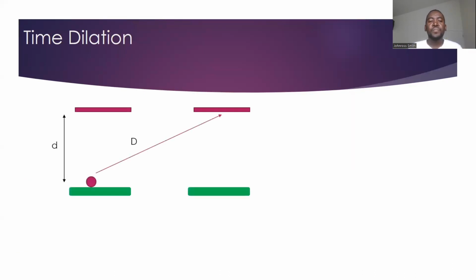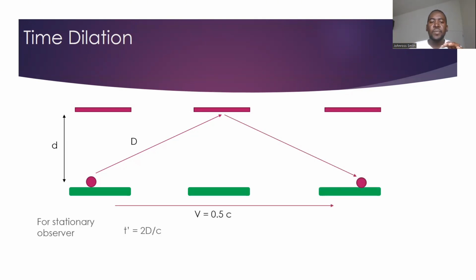Now let's look at the stationary observer. If you're looking at the event, you will see light moving a distance capital D instead of small d, because it's going at an angle. So that capital D is much greater than the small d. In this case, it will be 2 capital D, going towards the mirror and reflecting away, over the speed of light c. And that would be the time that the stationary observer will observe for this event.